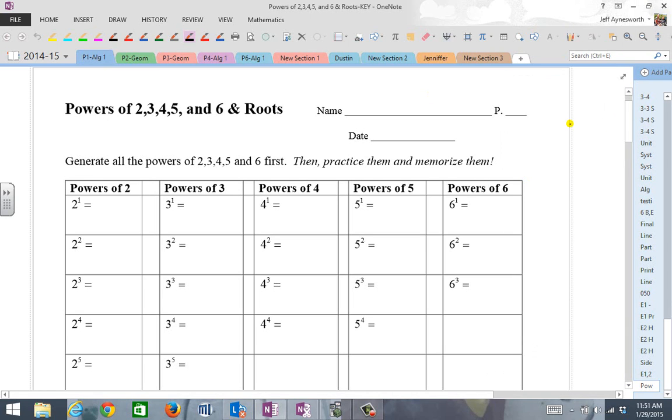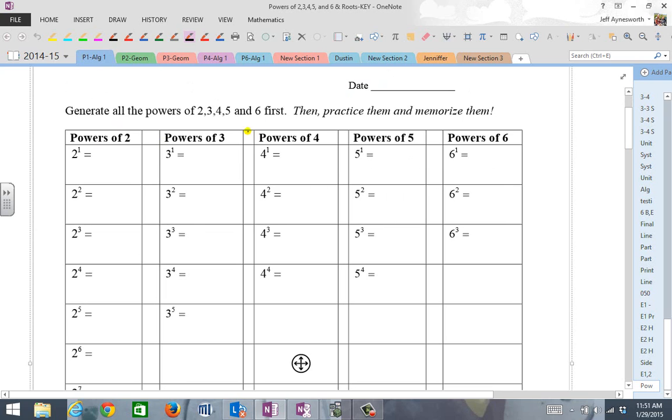The first thing we're going to do in order to get good at roots is that we have to know our powers. So we're going to generate all the powers of 2, 3, 4, 5, and 6 first. We're going to practice them, and we're going to memorize them. But first we've got to generate them, which means we've got to come up with them. Secondly, we've got to practice them, and we'll memorize them after we practice, because practice develops memorization. So here we go.